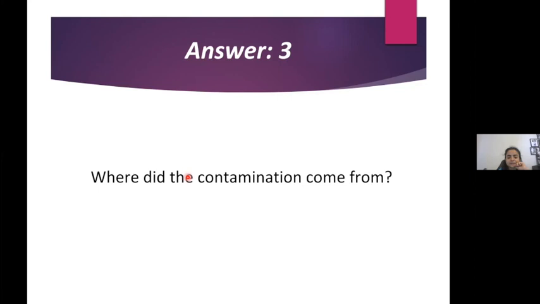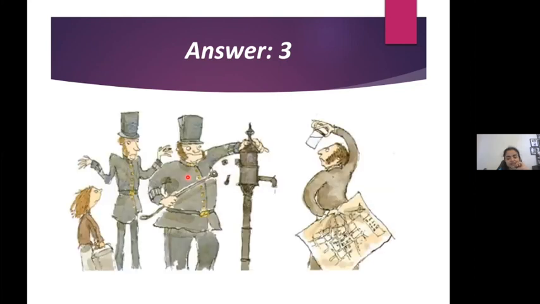And where did the contamination come from? Of course, John Snow looked at the Broad Street pump, and that was thought to be the culprit. But for a long time, he could not figure out what triggered that outbreak in the 10 days, why there was that disease in the 10 days.